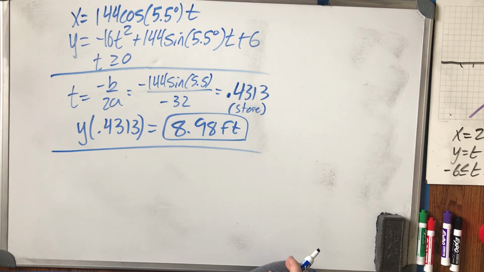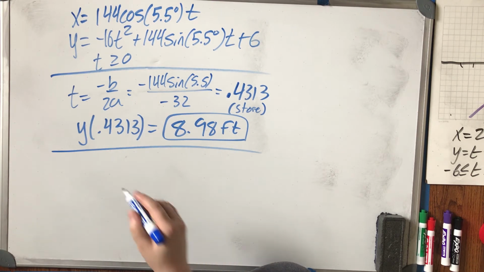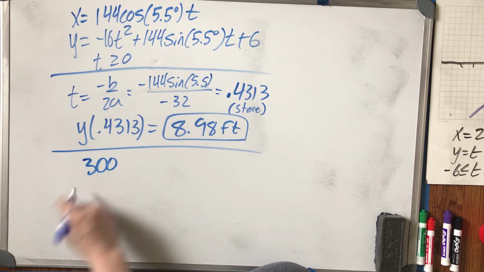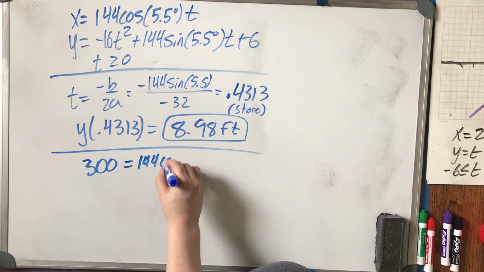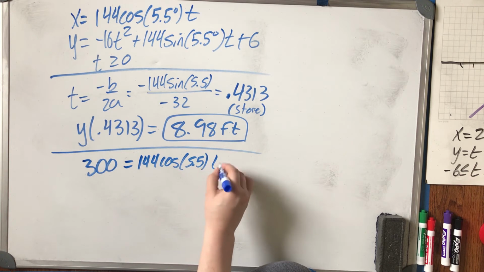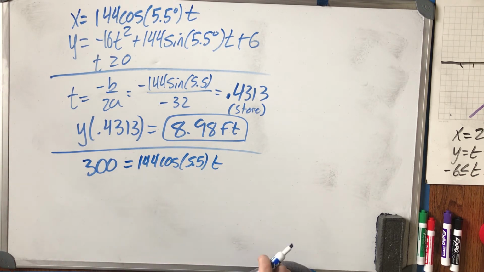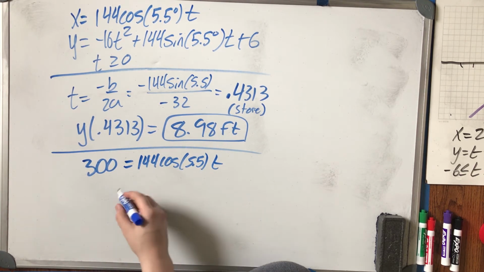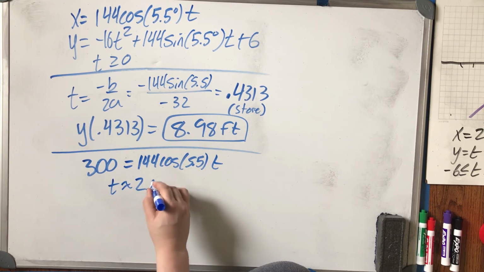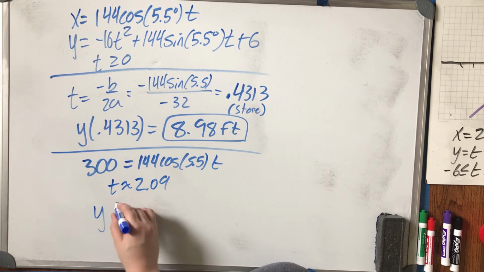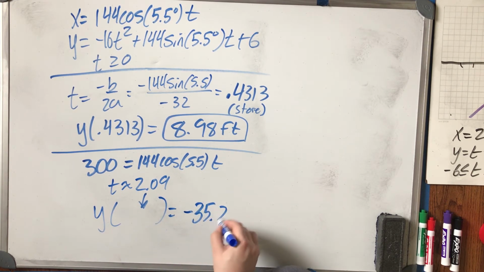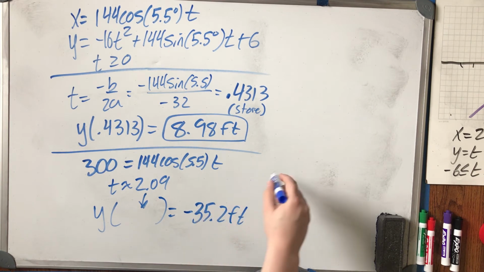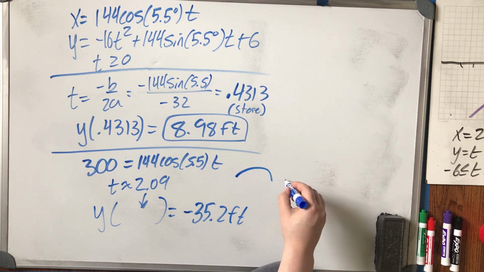Oh no, a deer is standing 300 feet away from the archer, 4 feet high. Will the arrow strike the deer? 300 feet away, that's in the x direction, so I'm going to do 300 equals 144 cosine 5.5t. I'm going to divide the 144 cosine 5.5 to the other side. I'll get t is approximately 2.09. I'm going to again store that and plug it into the y equation, and I get -35.2 feet, which means that this thing hit the ground well before the deer.